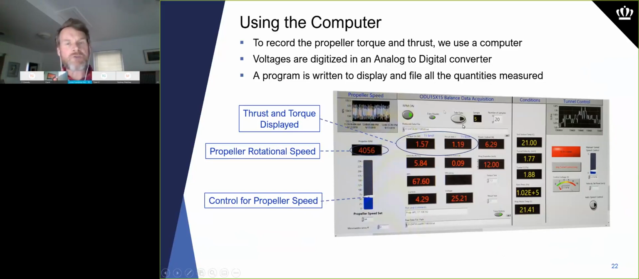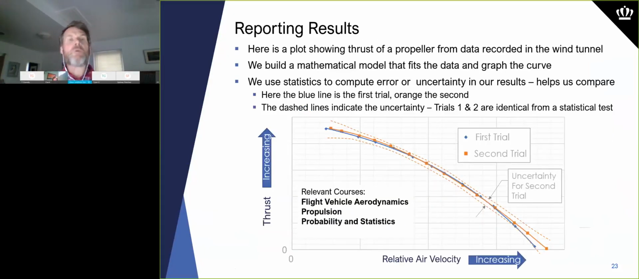So this is an actual screenshot. Here you see the thrust and torque being measured on a propeller. Here's the speed that the propeller is rotating at. And this is our actual, we call it a virtual instrument that helps us easily file and understand these propeller performance quantities. Finally, we'll report results.